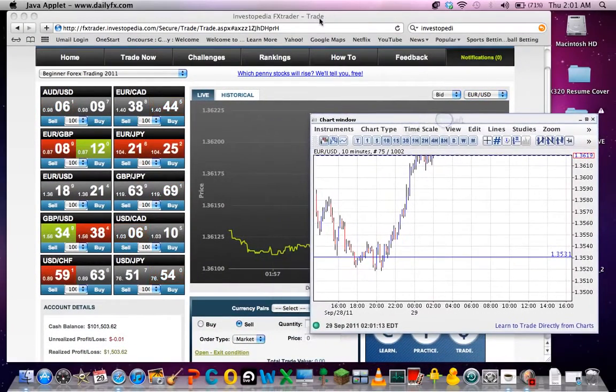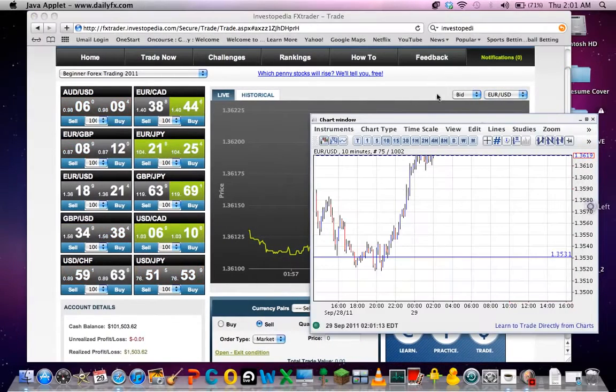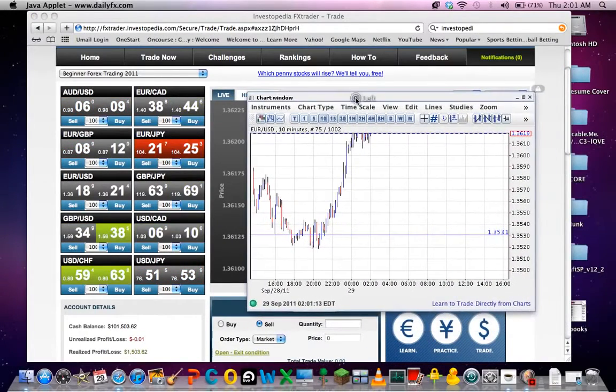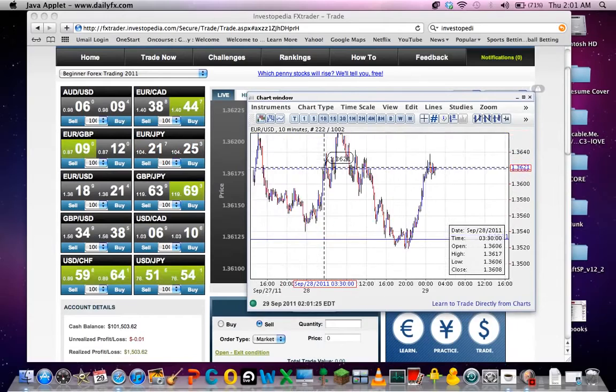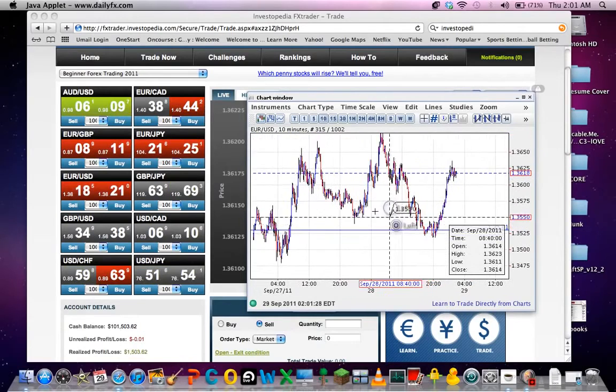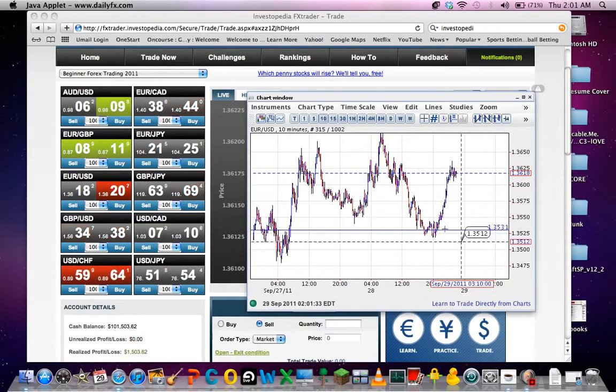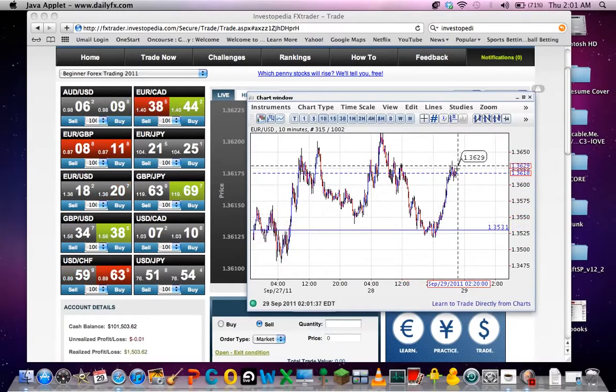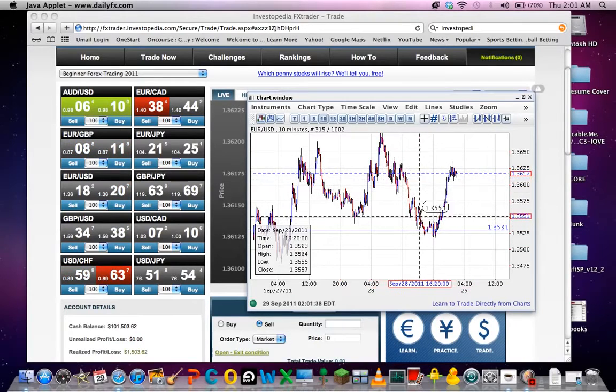You can get this for free as well. So let's look at euro to the US dollar. That's the most commonly traded pair. Here's a pretty simple trend that's going on. It's clearly going up and down, up and down, up and down. When it's going up, the euro is appreciating against the dollar, and when it's coming down, the euro is depreciating against the dollar.